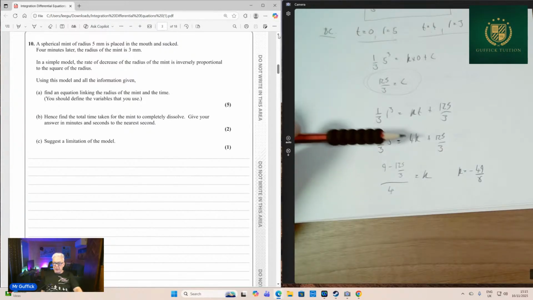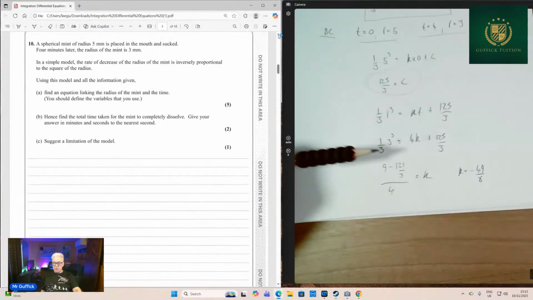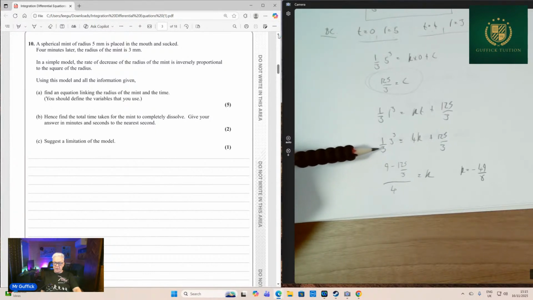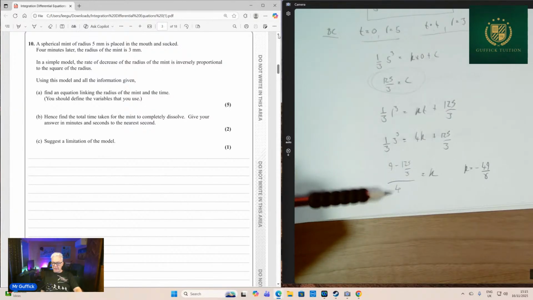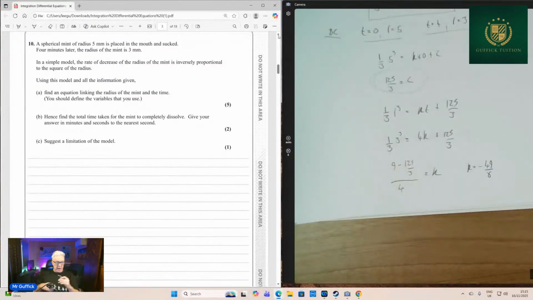The only unknown in this equation is k, so we just rearrange it to make k the subject. So 3 cubed is 27, divided by 3 is 9. Take away the 125 over 3, divide it by 4, and that gives us k. So k in that case is minus 49 over 6.